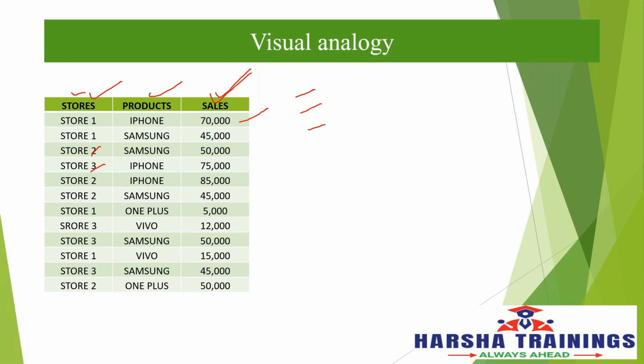Right? Can anyone calculate these things? Store one, store two, store three. Top sales in store two, second is store one, and the last is store three. Super, super. Thank you so much.